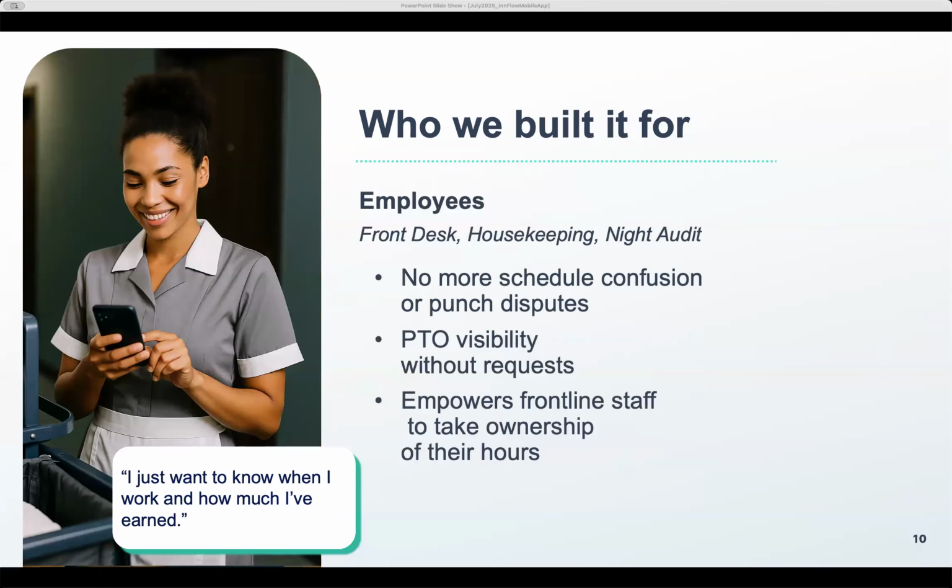The second group of people that we made this for are the employees, the people that are the heart of your team. These are your front desk agents, your housekeepers, even your night auditors, your maintenance people, you name it, right? And they need to be able to see their schedules fast. They need to know when PTO is approved. They need to be able to submit more PTO, and they want to make sure that they're paid accurately. That's what these people care about. And once you get that out of the way, they're able to do their job. They're able to do a good job, do what they were meant to do.